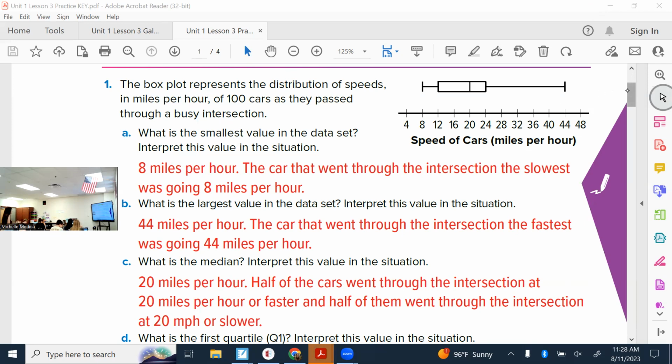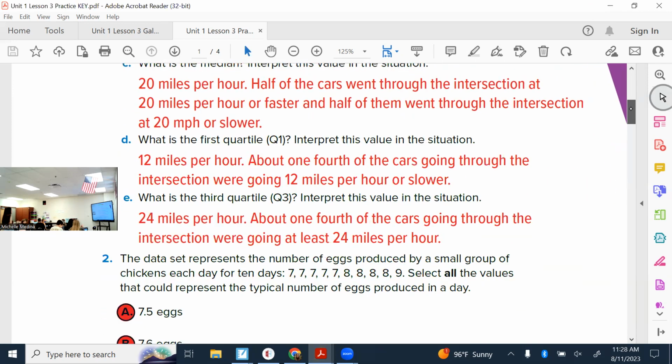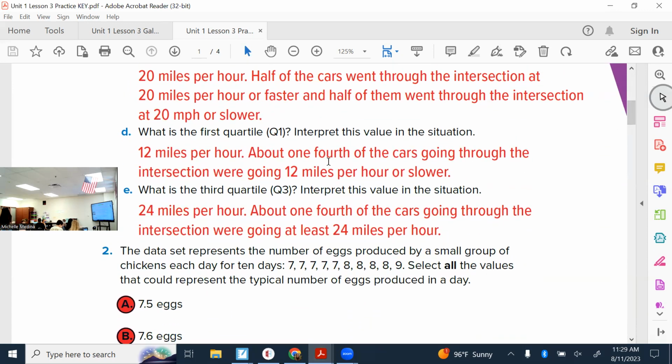All right, scrolling down. So D was 12 for Q1. That means that a fourth of the people went less than 12 miles per hour, slower than that. E, the answer was 24 for Q3. That means that a fourth of people were going faster than 24 miles per hour. Or you could say 3/4 of the people were going slower than that. Because the quartiles split it into quarters.